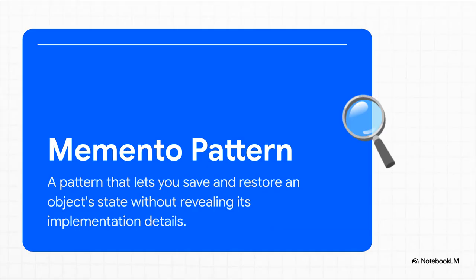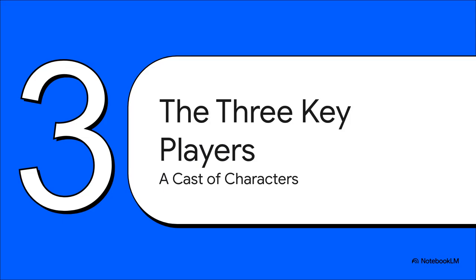Okay, so here's the official definition. The Memento pattern lets you save and restore an object state without having to reveal what's going on inside. I love this analogy. It's like getting a copy of a secret recipe, but it's locked in a box. You can't see the ingredients, but you can hand that box back to the chef, and they can make the dish again perfectly. The secret stays safe. Now, this pattern isn't a solo act. It's more like a three-person play, and each character has a very specific and very important role to play.